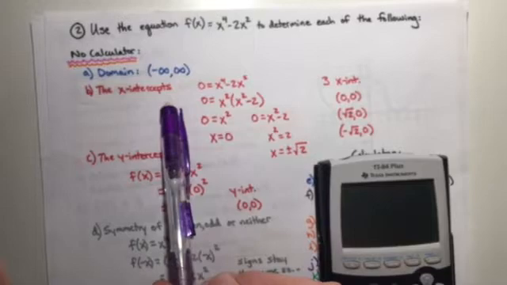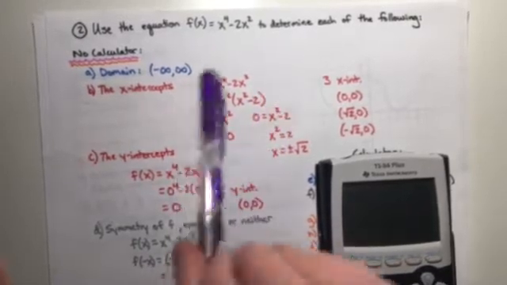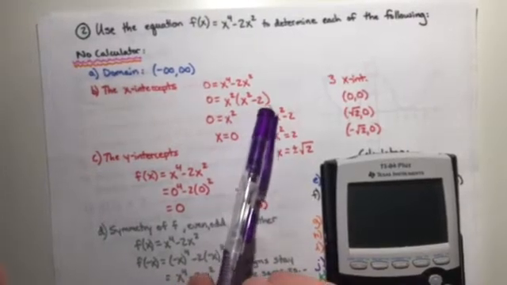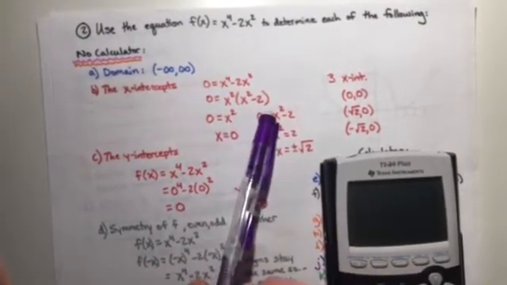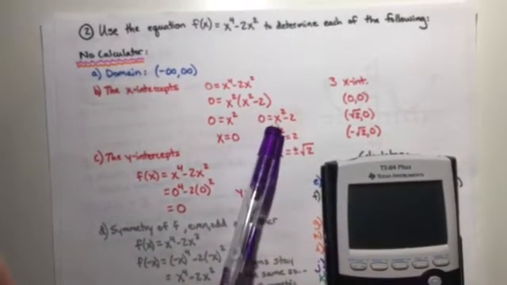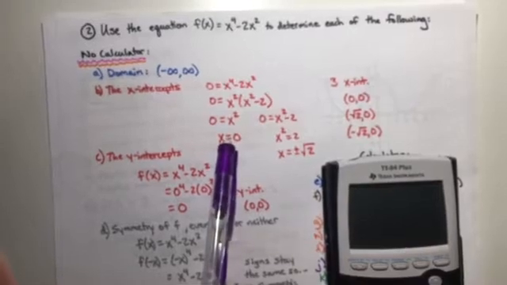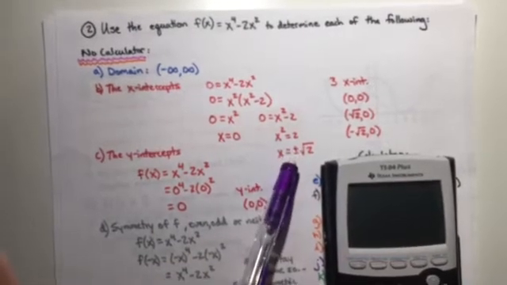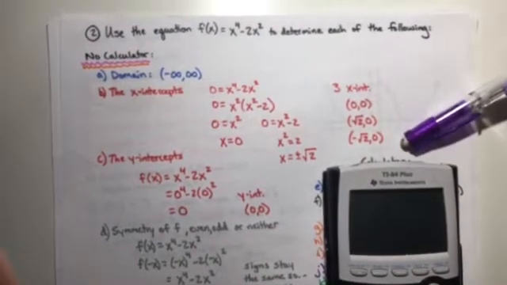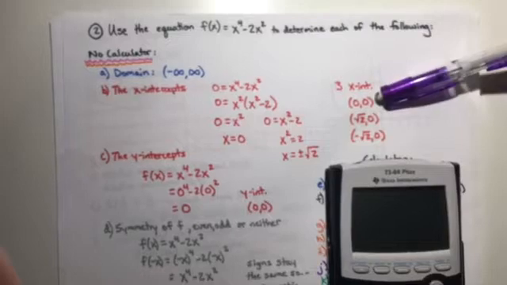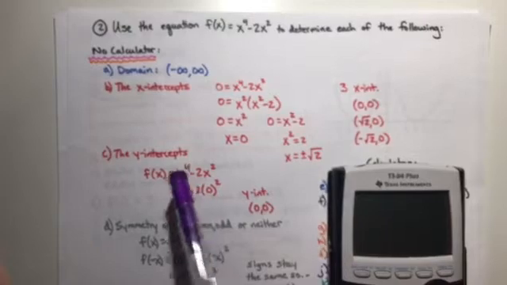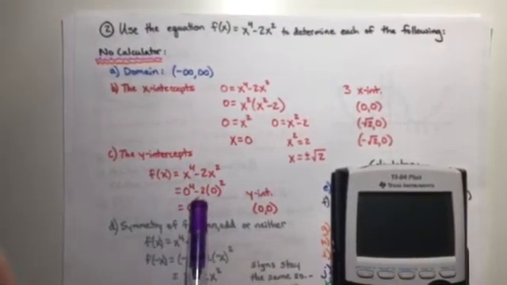For the x-intercepts, we need to solve it the way we have solved things in the past with Math 3. We just need to factor out the greatest common factor, set our function equal to 0. We get x squared times x squared minus 2. Then we can set each factor equal to 0 and finish solving. So we end up with x equals 0, and over here we get x equals plus or minus the square root of 2. So we have 3 x-intercepts all together. We have one at the origin, one is at the square root of 2, and one is at the negative square root of 2.